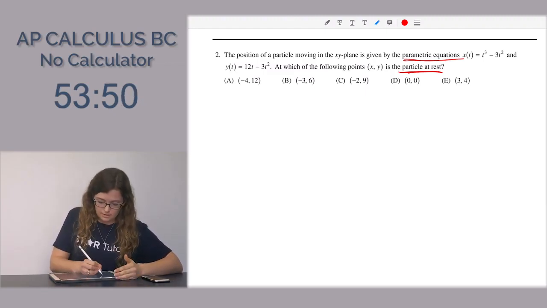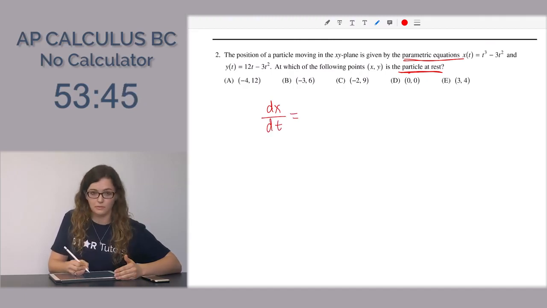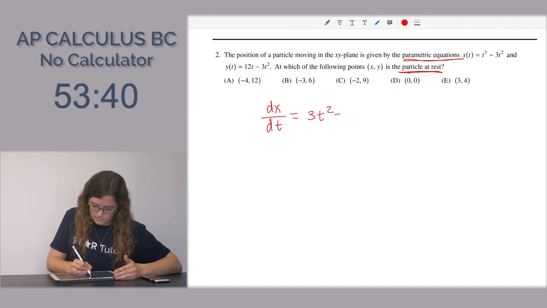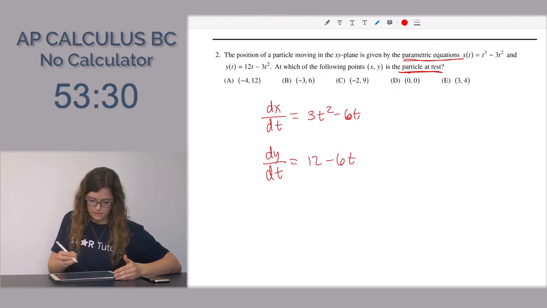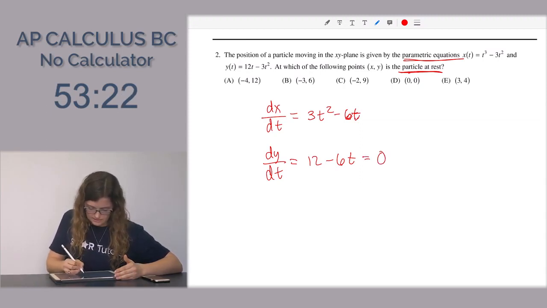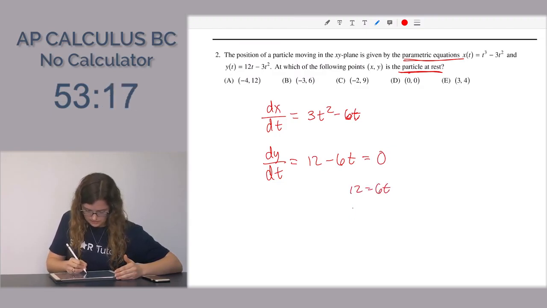So I'm going to take the derivative of x and y, each with respect to time, and set those equal to 0. I've got 3t squared minus 6t for the x derivative, and for dy/dt, I've got 12 minus 6t. I want to know for which of these points the particle is at rest. That'll be a point where both of these would be 0. If the bottom one is 0, I've got 12 equals 6t, so t is equal to 2. So I'm looking for time equal to 2.